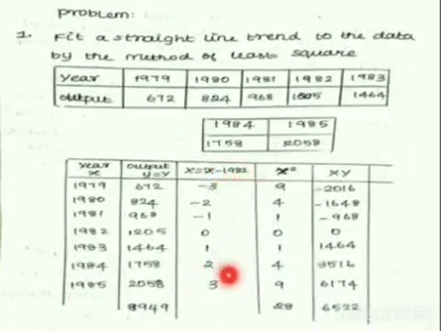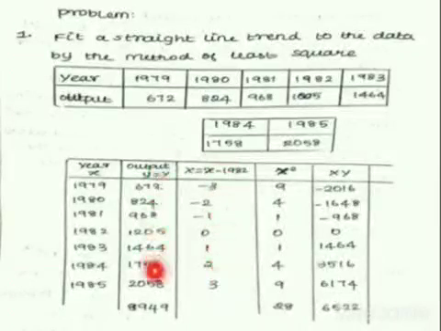So if we square this term, minus 3 square will be 9, minus 2 square is 4, minus 1 square is 1, 0 square will be 0, 1 square is again 1, 2 square is 4, 3 square is 9. So we'll get X square values. And then you have to multiply this X into the y value output, you will get XY values.